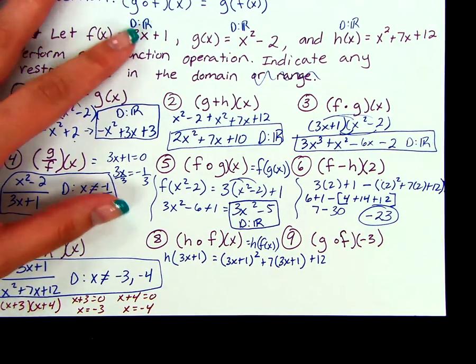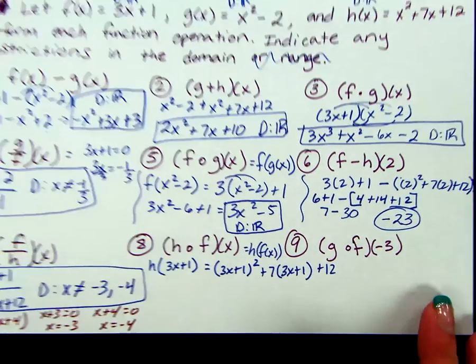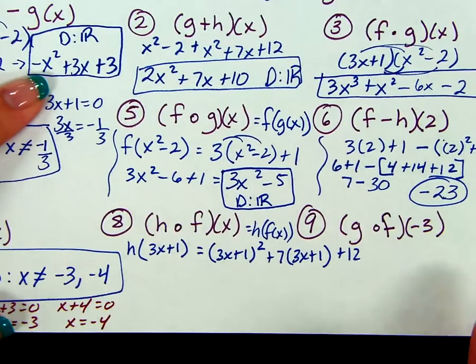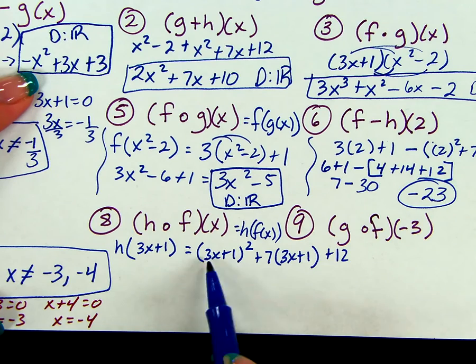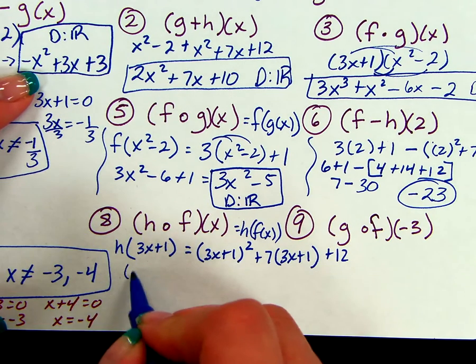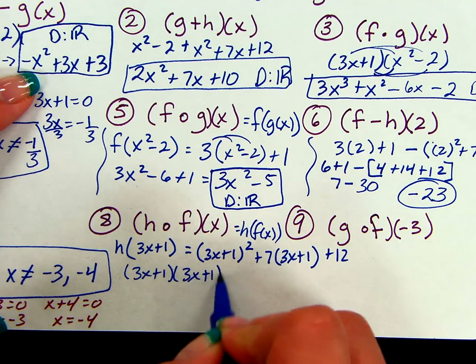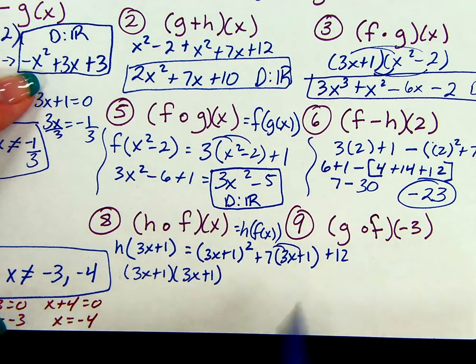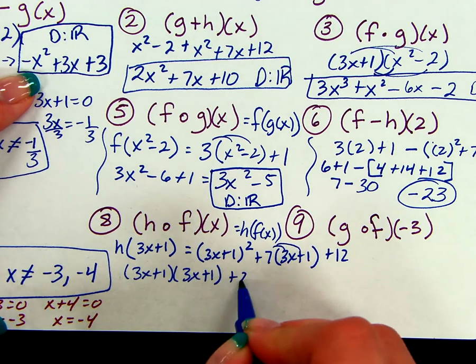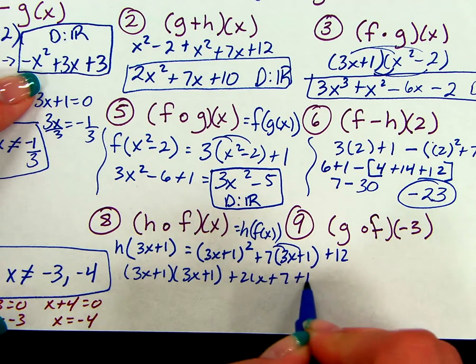So now we just have to simplify that. Now we do need to be a little bit careful because on this term we can't just square each piece. So that's asking us to FOIL. So we're really doing 3x plus 1 times itself. Okay. And then so here if I just distribute right away, that will give us 21x plus 7 plus 12.